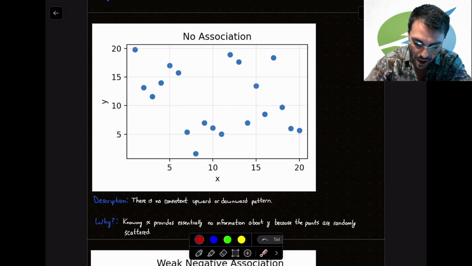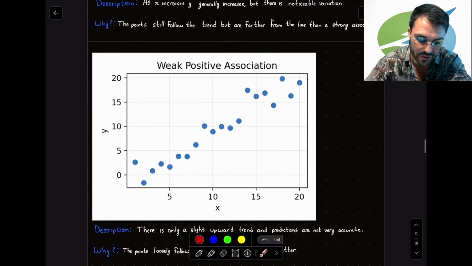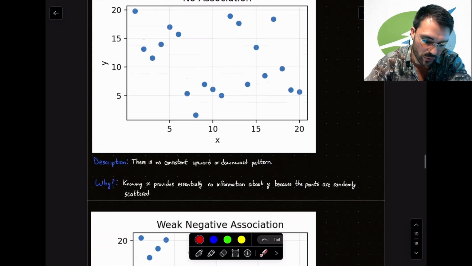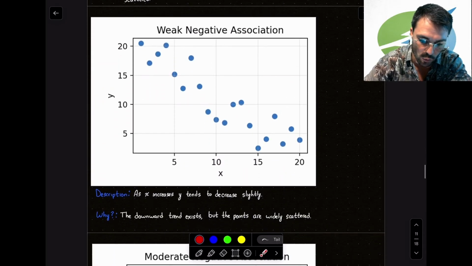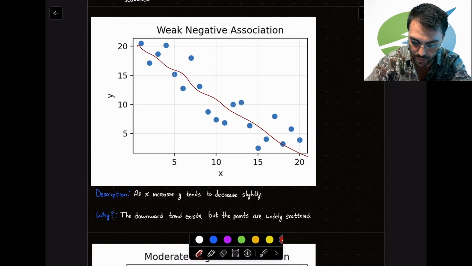All right. And now we're going to look at the negatives, and the negatives are the same as the positives, but in the opposite direction. Here we have an example of a weak negative association. Negative because as X increases, Y decreases. We have a downward line going. And while the downward trend exists, the points are widely scattered from this imaginary line that we've been talking about.